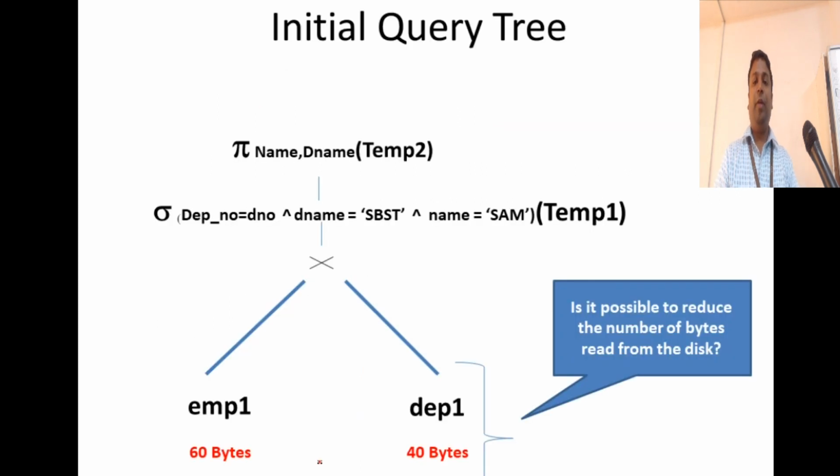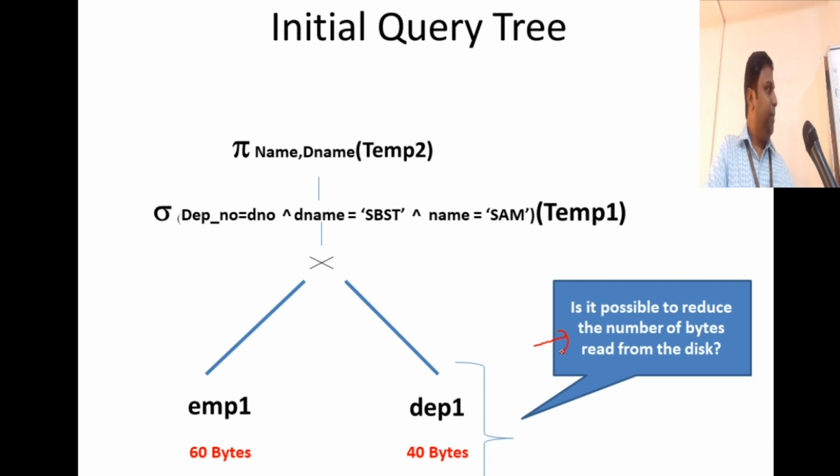Now the question comes into optimization, right? The question we ask is: is it possible to reduce the number of bytes we are reading from the disk? Should we read all the blocks for both the tables? Because it's going to take some I/O time. When you read a block, how will you calculate the total time required for transferring a block from the disk to the main memory? It is seek time, rotational delay, and then block transfer time.